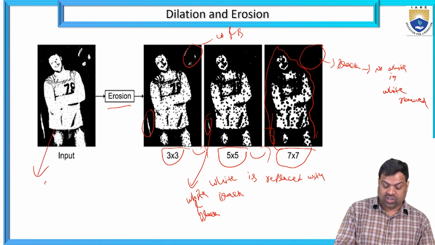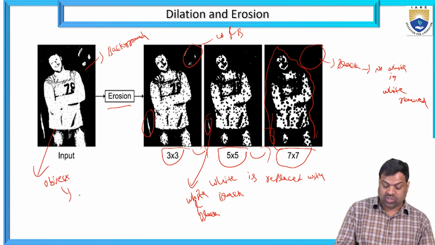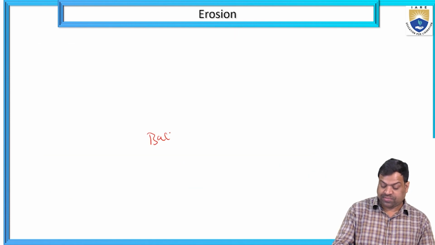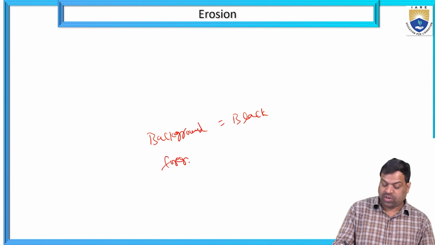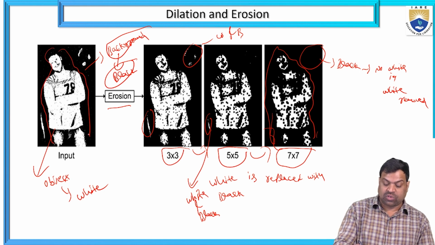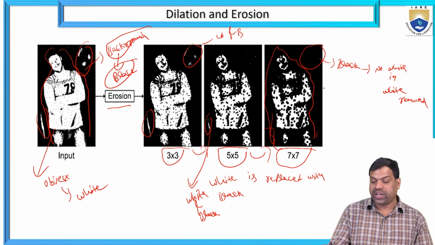So here figure A is the object, and the rest is the background. The object I am taking as white, and the background I have to take as black. Background equal to black, foreground equal to white. So is the background black here? Is the background white? No, whitish is there. Are we satisfied with this? No. Why? Because our requirement is background equal to black, but here whitish is there. Here somewhat removed, here somewhat removed, but here completely removed. How was it removed? I applied erosion with respect to the structuring element.